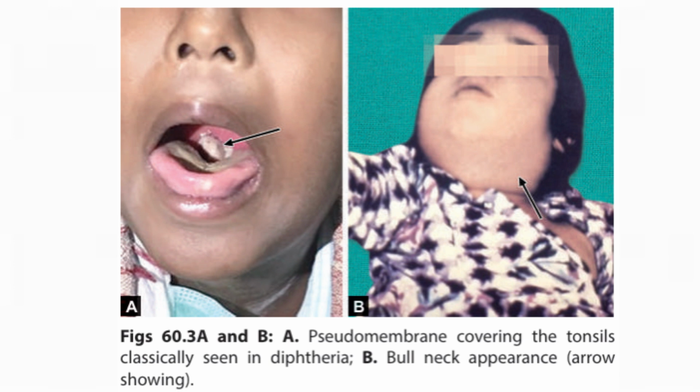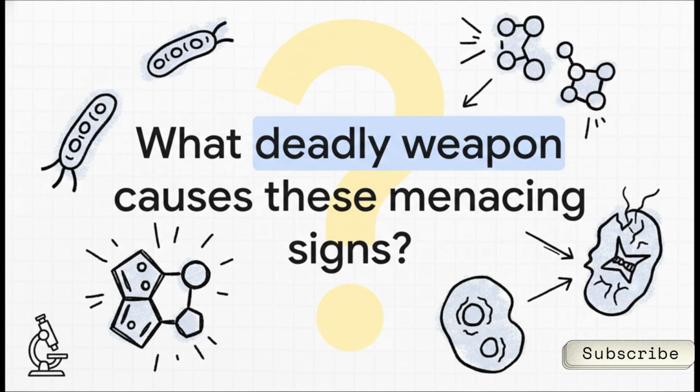These are the two classic signs that should scream diphtheria in an exam. On one side, you've got this gnarly, thick, grayish membrane covering the tonsils, and on the other, that massive swelling in the neck, what we call the bull neck. You see this, you think diphtheria. Simple as that. So, what in the world is causing this chaos?